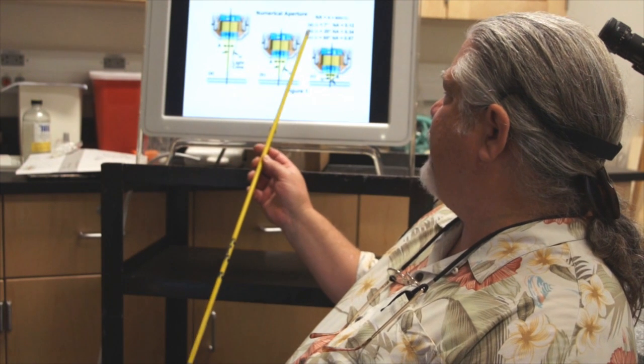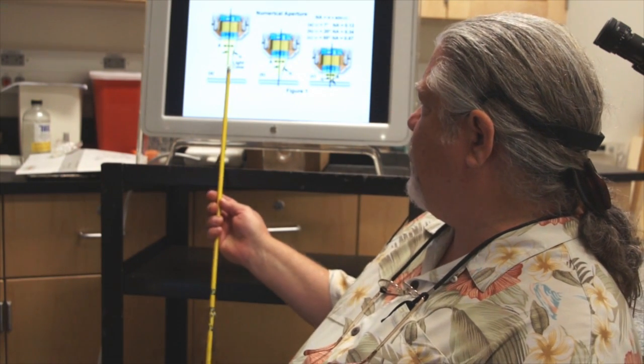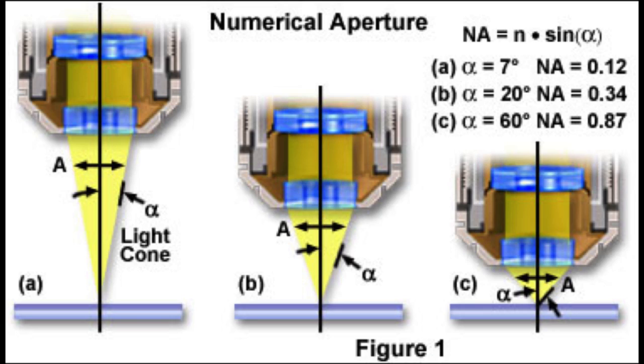It's very important that you remember this so that you know where to focus your objective to look at your specimen. And you can see it's a very complex formula that is used to compute numerical aperture. It's based on the wavelength of light, and we won't go into a technical discussion of that. But notice that this cone of light narrows as the numerical aperture increases on our objectives. So we want to use a very high NA objective to get the best possible images that we can.